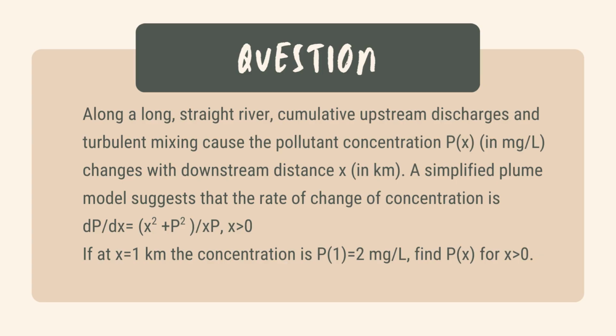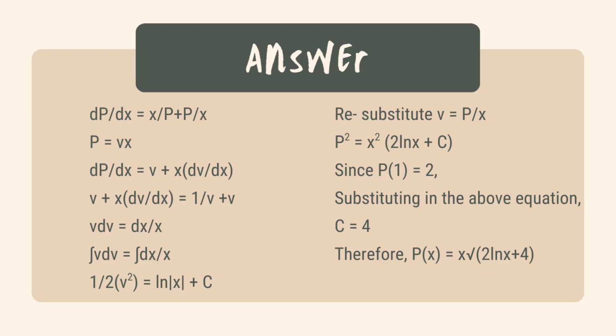Okay, I think I can do this. So we can start by writing dP by dx is equal to x by P plus P by x, where P is equal to vx. dP by dx is equal to v plus x dv by dx. After simplifying, we can write it as v plus x dv by dx is equal to 1 by v plus v. After separating both the variables, we can write it as v dv is equal to dx by x. After integration, 1 by 2 v squared is equal to log x plus c.